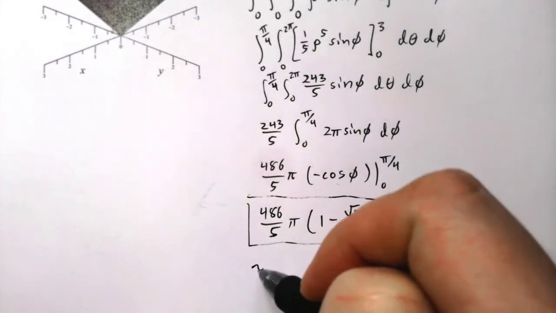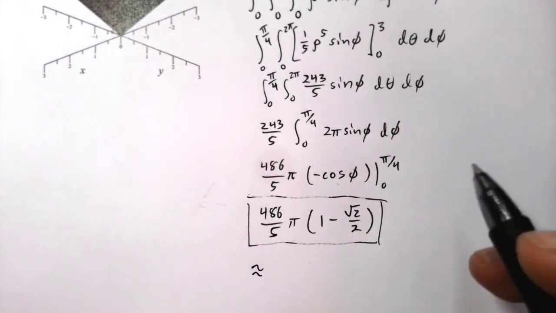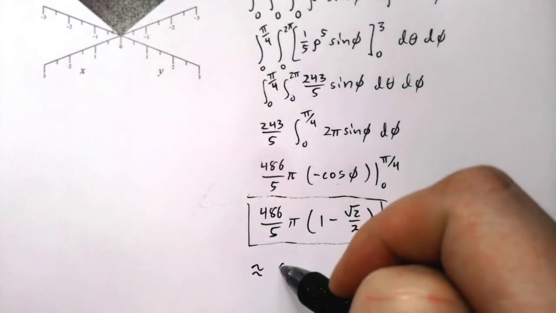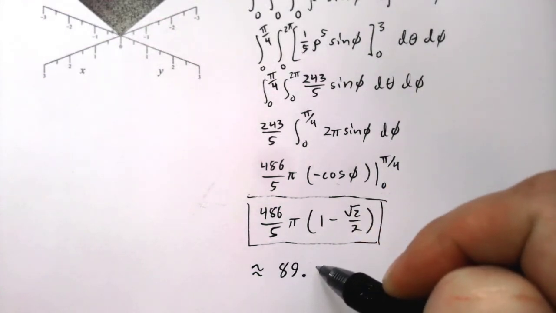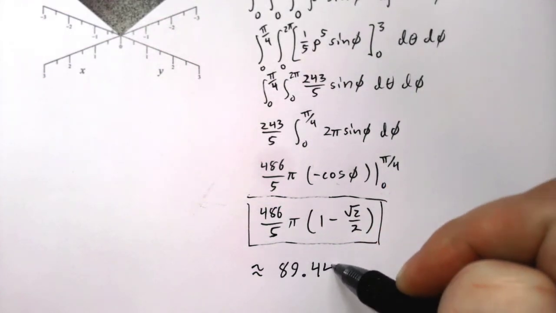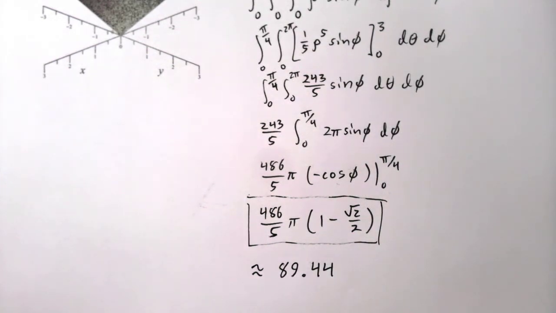If you were to write that out as a decimal, I did this ahead of time, you get approximately 89.44 if we round to 2 decimal places. That's the approximate value of our integral. Okay, so in this video we talked about spherical coordinates, how to express the volume element in spherical coordinates, and then how to write down an integral in terms of spherical coordinates.